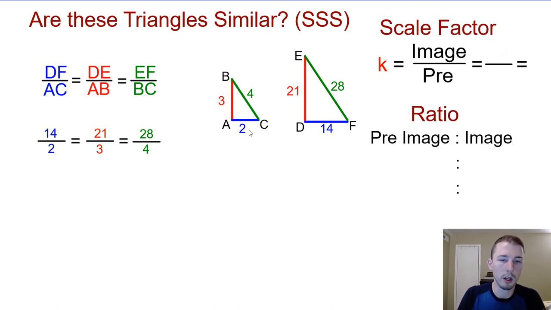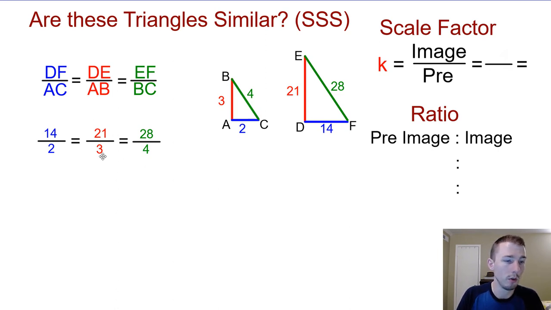So on this one, notice we need to look at the corresponding parts. DF and AC, so the blue part and the blue part are corresponding. DE and AB, the red part and red part, and the green part goes with the green part. Setting up an extended proportion, we have 14 goes to 2, just as 21 goes to 3, just as 28 goes to 4. And notice I'm setting these up from least to greatest, that way you can also check.